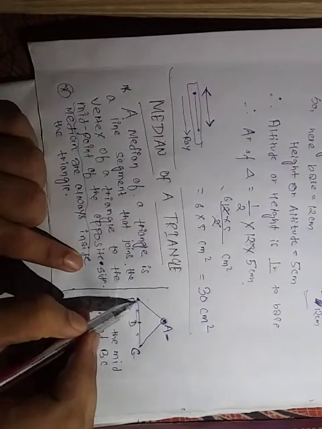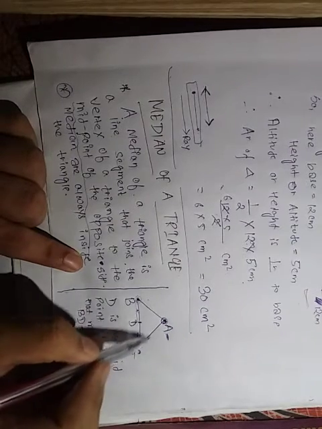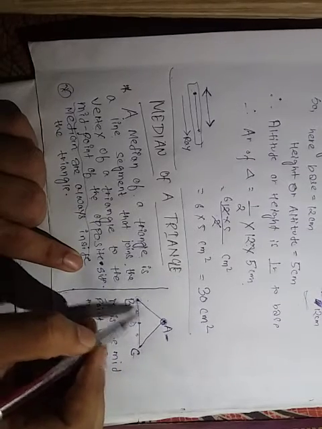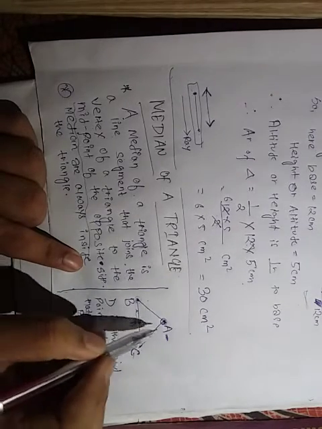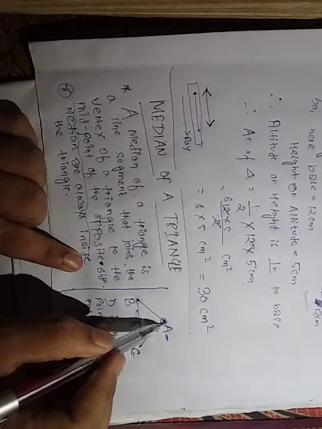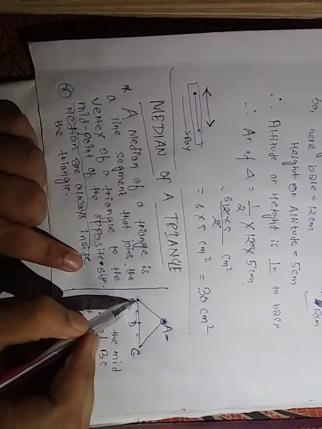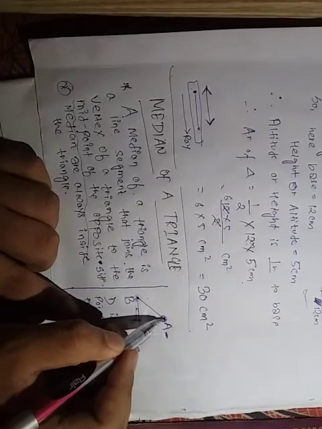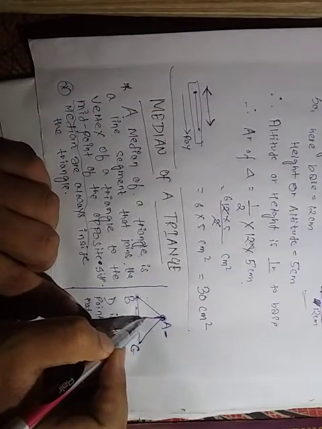The opposite side of the vertex B will be AC. The opposite side of the vertex C will be AB. Now here what we have taken? We have taken the vertex A. So what will be the opposite of vertex A? It will be BC. So we will join vertex A with the midpoint of the opposite side.